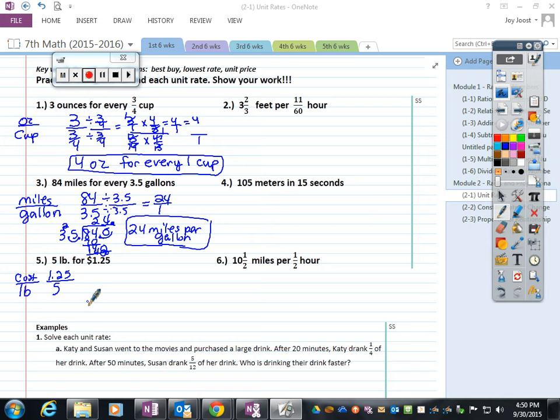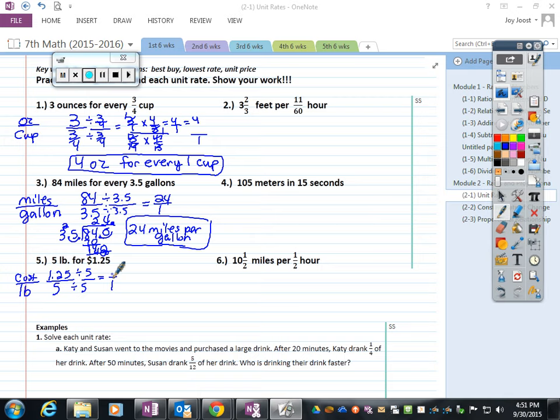Our goal is to find the unit rate. In a unit rate, the denominator is 1. So to find the unit rate, we will divide the numerator and the denominator by the denominator. So I will divide the numerator by 5, and I will divide the denominator by 5. 5 divided by 5 is 1, so my denominator is 1. So now I have to divide my numerators.